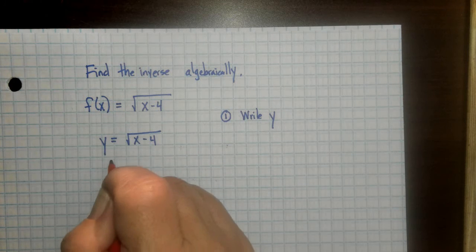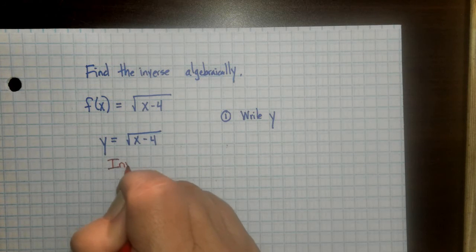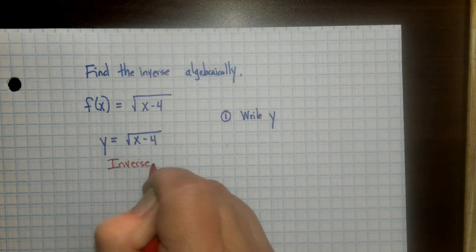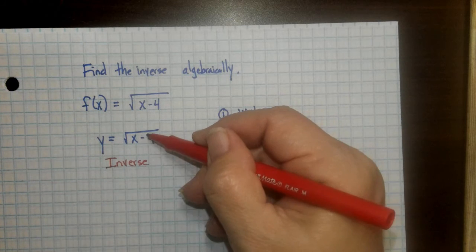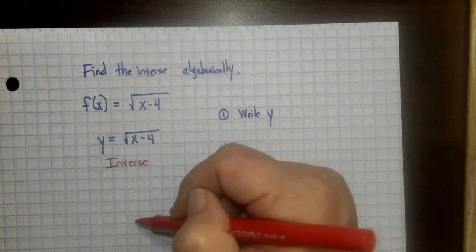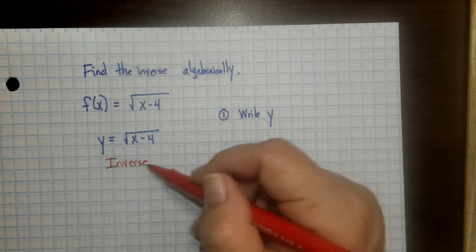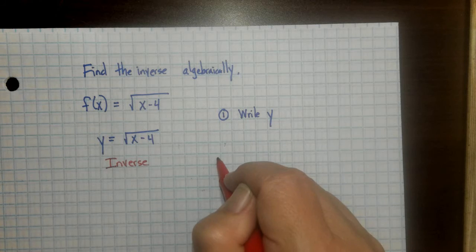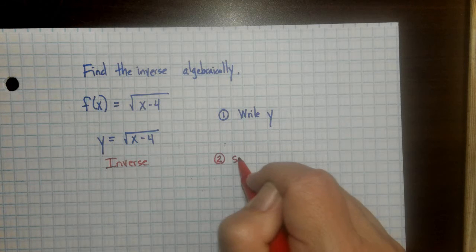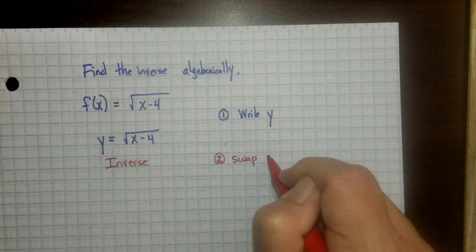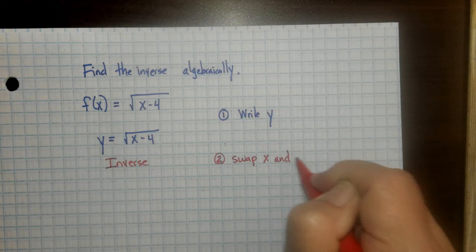Alright, and then I am going to write the inverse. So normally when we work with equations, everything that we write is equal to the line above it. Well, now I'm going to write something that's not equal to the line above it. So now I'm going to write the inverse. And the way I'm going to do that is I'm going to swap the x and y.